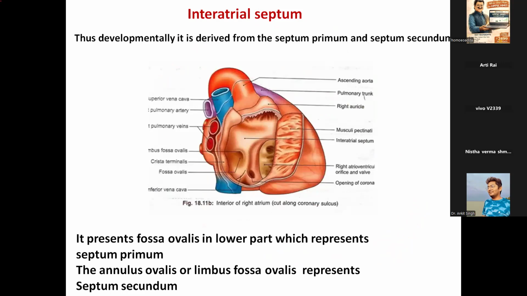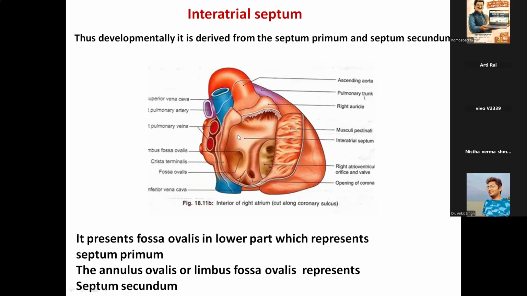Interatrial septum. Just developmentally, it is derived from the septum primum and septum secundum. Interatrial septum means the septum between the two atria. Now you see why we have learned so much to understand this point. When you cut open the right atrium, now you see the wall. You can see this interatrial septum. On its other side, there will be the left atrium. So there is a septum between two atria, right?